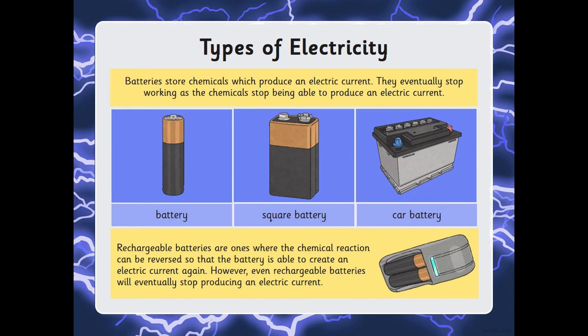So rechargeable batteries are ones where the chemical reaction can be reversed so that the battery is able to create an electric current again. However, even rechargeable batteries will eventually stop producing that electrical current.